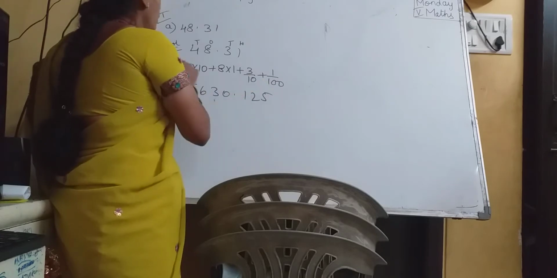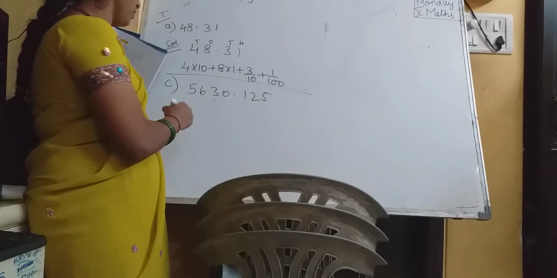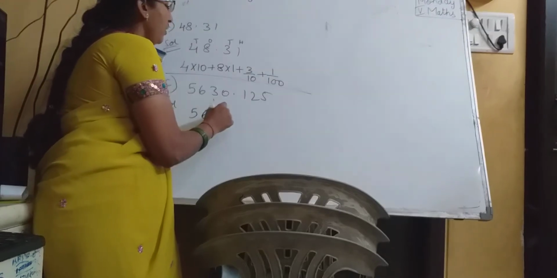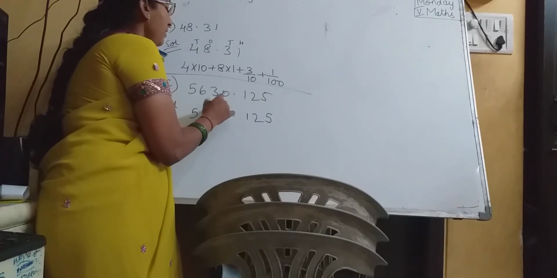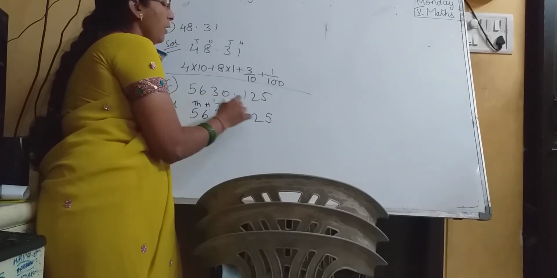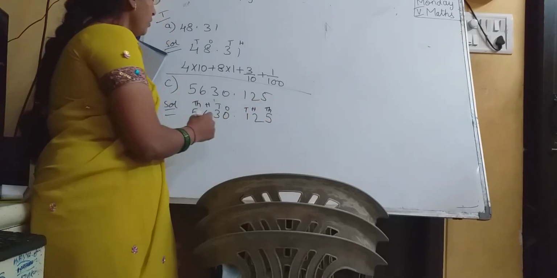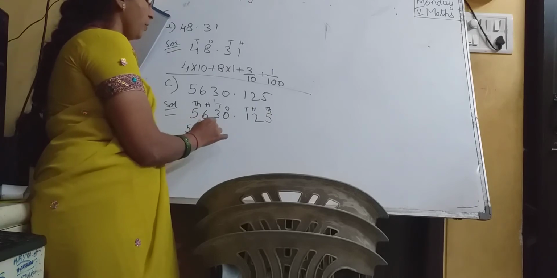5630.125. Okay children, 5630.125. How are you going to write this? Solution: 5630.125. This is ones, tens, hundreds, thousands. And what about this? Tenths, hundredths, thousandths. So how are you going to write it? 5 into 1000. 5 is in the thousands place.